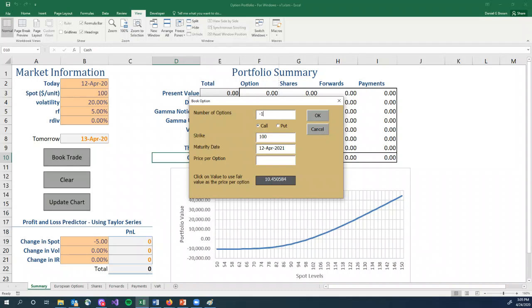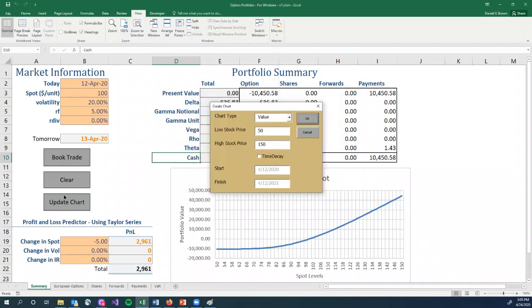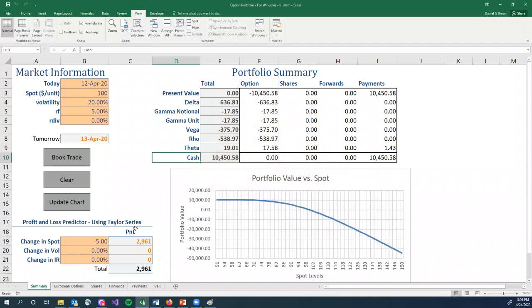If we clear that and look at short 1,000 options and update our chart, we'll see that we've got a concave function or concave down function. Our gamma is negative. Again, if we look at our summary, we'll see that the gamma is negative for this position. In fact, we've quoted gamma in two different ways, one which we've called gamma notional, the other which we've called gamma unit. In this particular instance, they are the same.